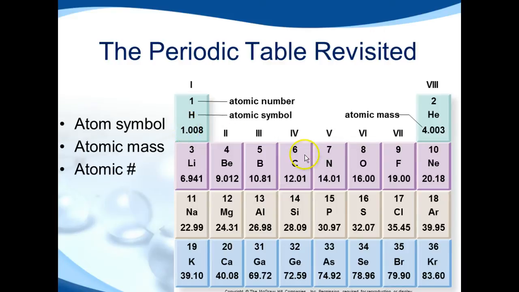We can do the same thing here for carbon. The atomic number is 6, so that means there are 6 protons in carbon. The atomic mass is 12. So the mass is the protons plus neutrons. So we could say that in an electrically neutral carbon atom, there are 6 protons and there are 12 minus 6, or 6 neutrons.